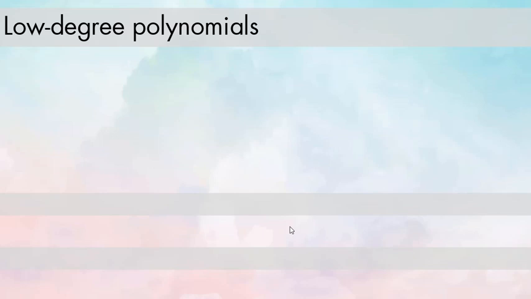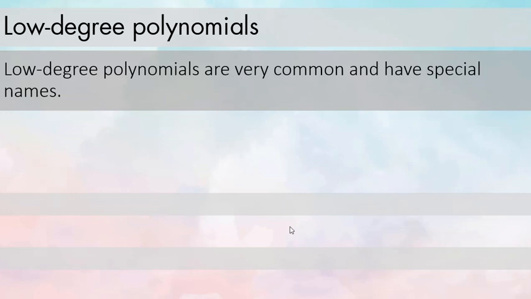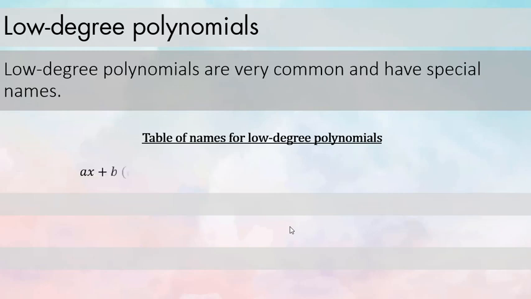Now we will discuss low degree polynomials. Low degree polynomials are very common, and hence they have special names. I will show you the table of names for low degree polynomials. Remember it, because it is for the next activity, and it is very convenient to remember the names when you work with polynomials. The first, ax plus b.